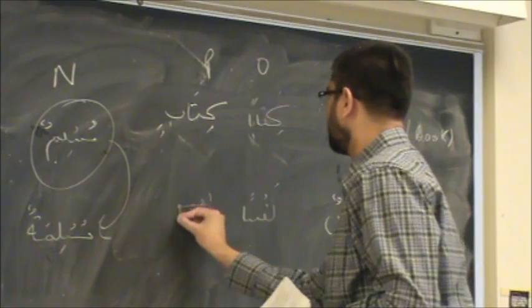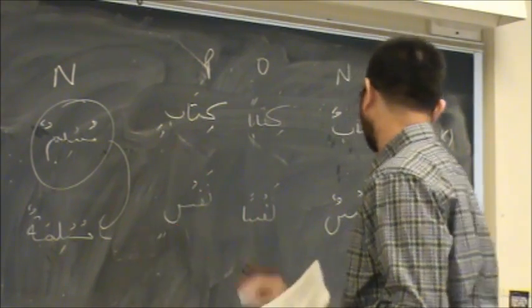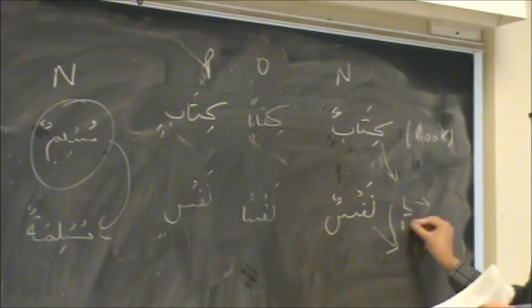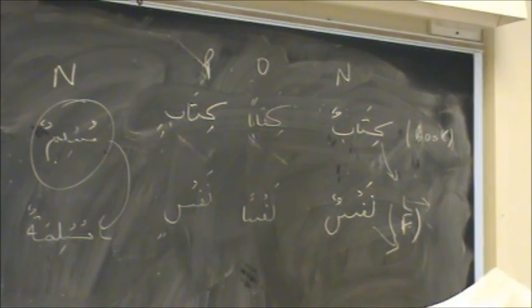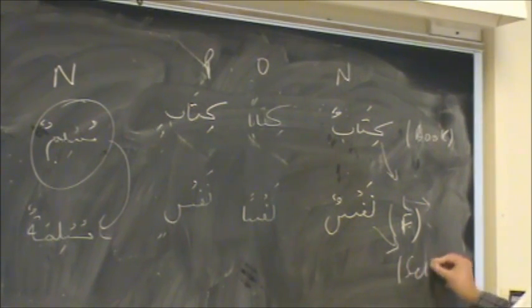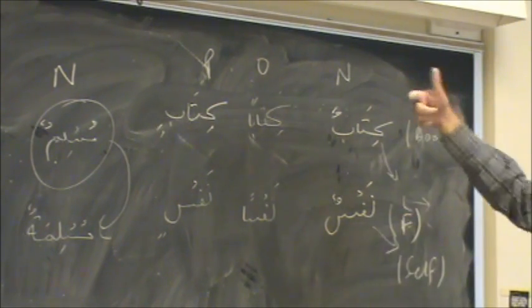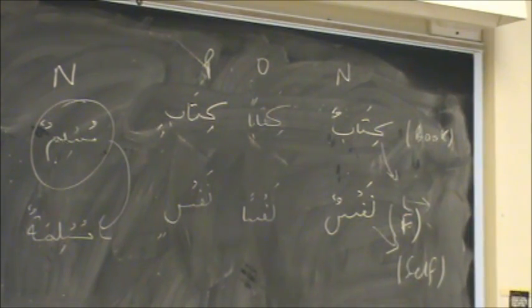nafsan, nafsin. This is feminine, and it means self. Alright? We won't try to make a masculine out of it because it does not have a gender. So it will have 3 shapes as of now.